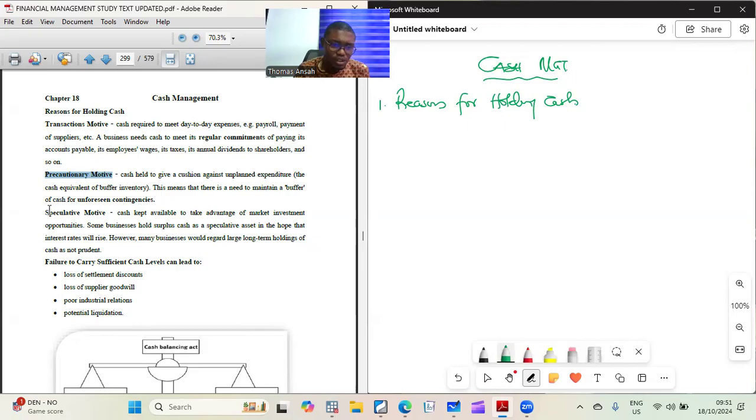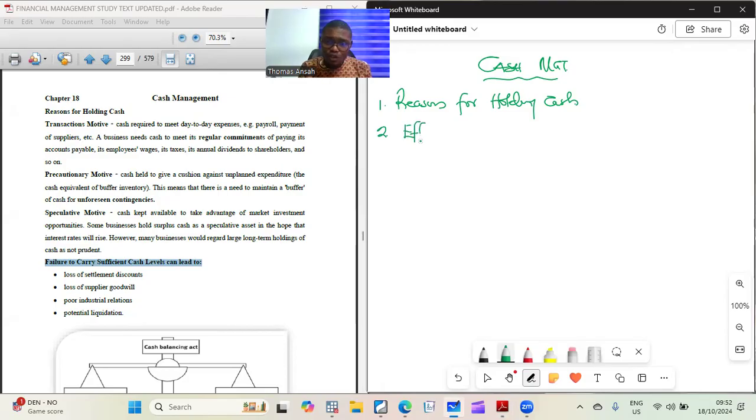But some people also keep money for speculative motive because they want to take advantage of the market, especially when it comes to foreign exchange management. Right now, we are gearing towards Christmas. People believe that if you are a Ghanaian and you hold dollars, the price of dollars is going to go up. So they are holding dollars. They will exchange it for a higher cedi value. So people do that just to be able to benefit from speculation.